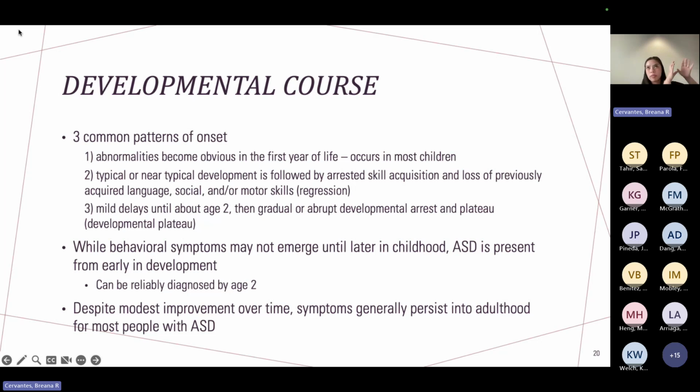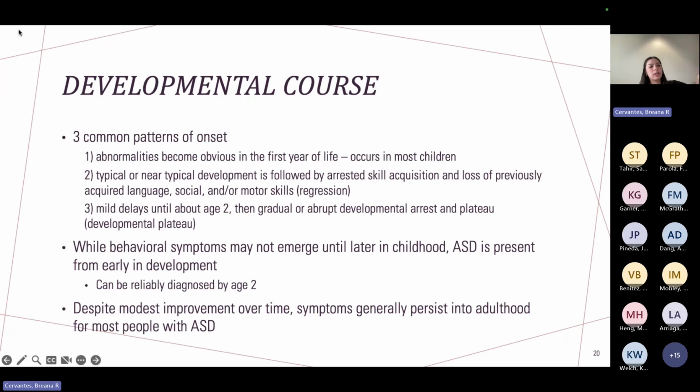So again, in that early history that I'm taking, I'm asking, what are your developmental milestones? Did they meet the walking milestone? Were they sitting up by so-and-so age? Were they rolling over at so-and-so age, right? Looking at all the developmental milestones.